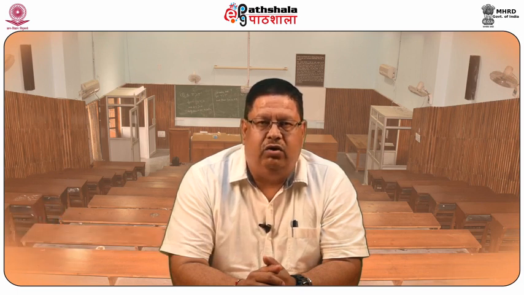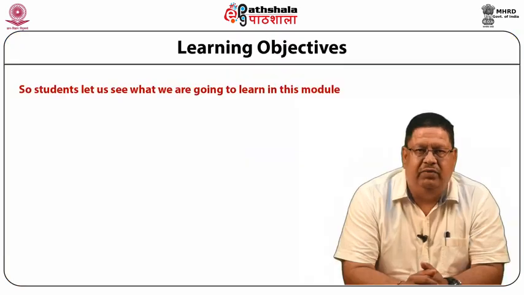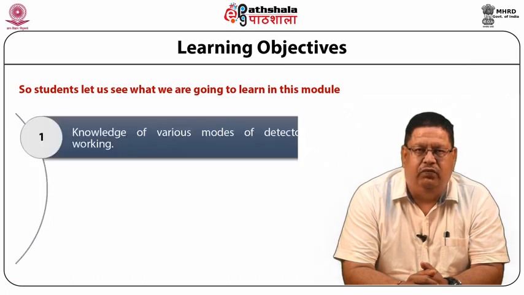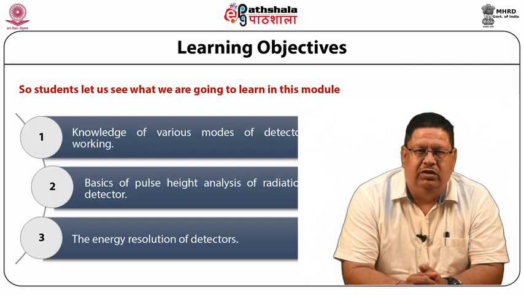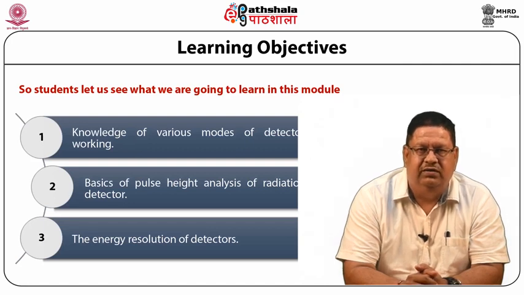Today we are going to talk on module Radiation Detectors Part 5 under the paper Nuclear and Particle Physics. After completing this module, the students will be able to grasp the knowledge of various modes of detector working. They will be able to understand the basics of pulse height analysis of radiation detectors. Also, they will get an idea about the energy resolution of detectors.